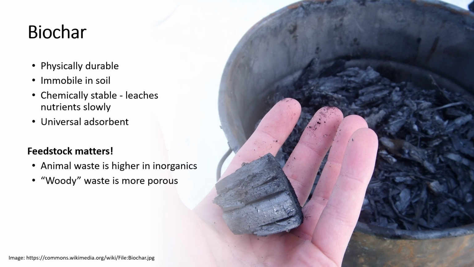However, it's important to note that there are differences in the properties of the biochar that you produce from different feedstocks. So biochars that are produced from animal waste are higher in inorganics, so they work more on the slow release fertilizer side, whereas woody or lignocellulosic waste produces biochars that are more porous, have a higher surface area, and therefore they're more on the adsorbent side of the equation.